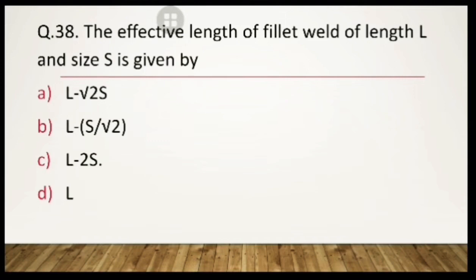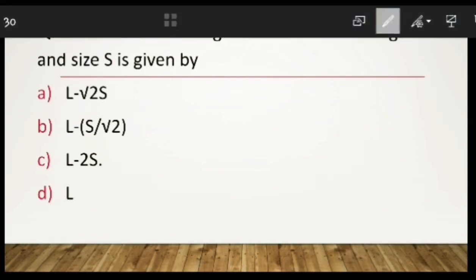The effective length of fillet weld of length L and size S is given by. How will we calculate effective length of weld? Option 1 L minus root 2S, L minus S by root 2, L minus 2S, L. This answer will be L minus 2S.